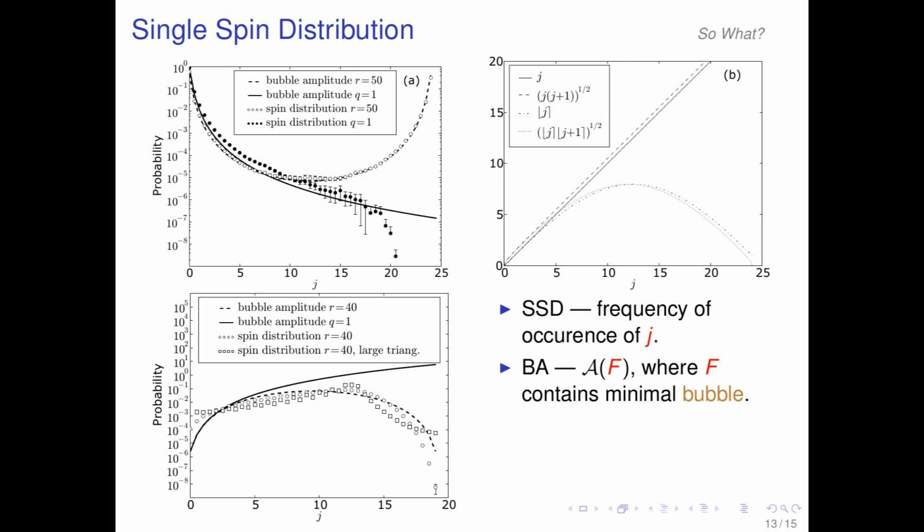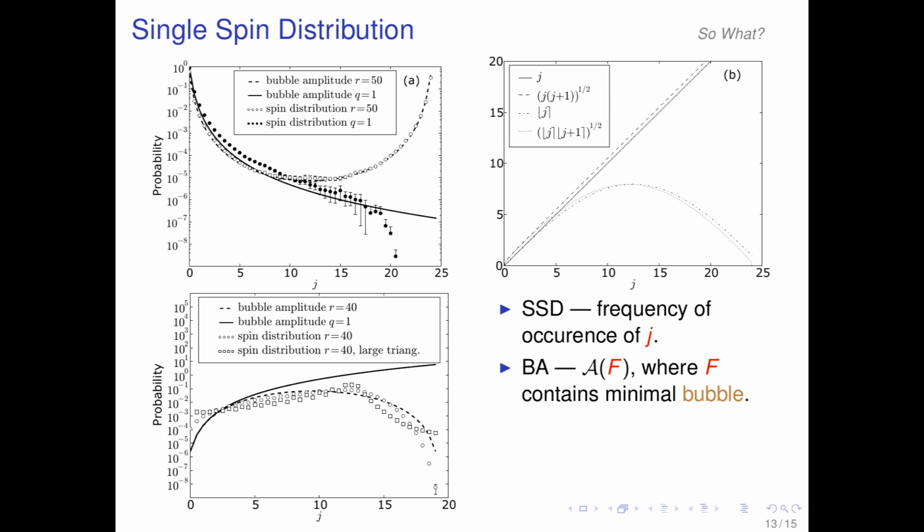The continuous curves that you see here are what we call single bubble amplitudes. So I told you before that the elementary moves that we use in constructing spin foams correspond to taking some closed bubble and adding or subtracting a unit of spin to each face on it.